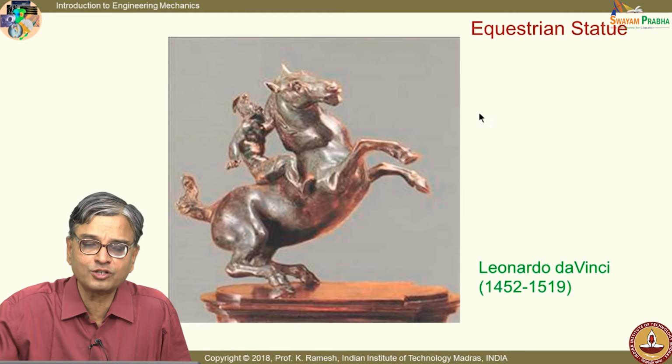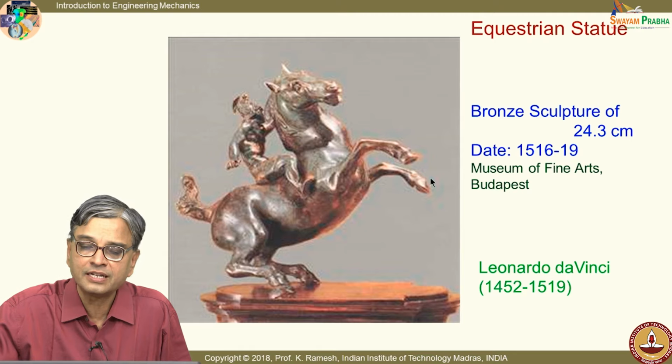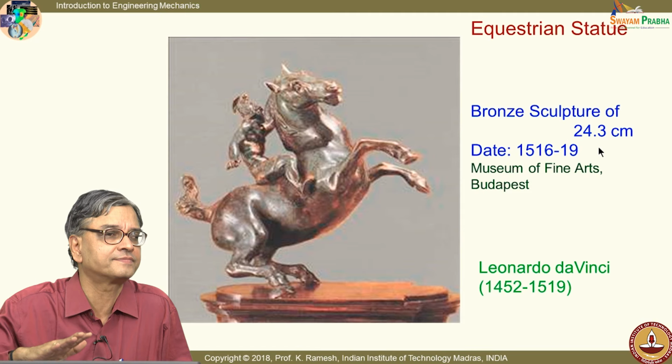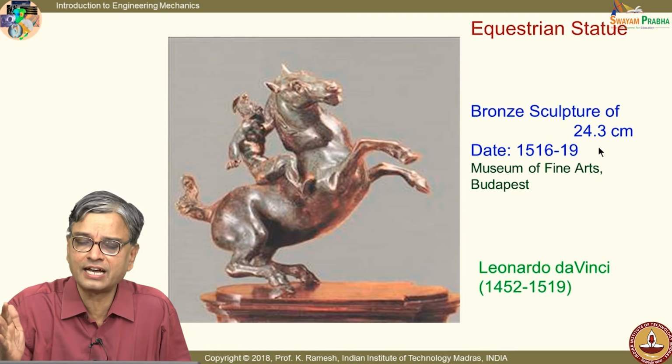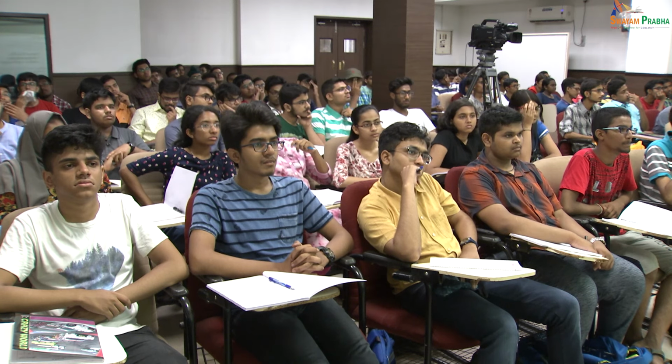And he was also a great artist, and he was acclaimed for a very nice piece of bronze statue. And if you see here, it stands on two hind legs. Unless you understand the distribution of weight and statics properly, you will not be able to make this statue. And this statue is only up to a foot in height. And when was it done? It was done in 1516 to 1519.